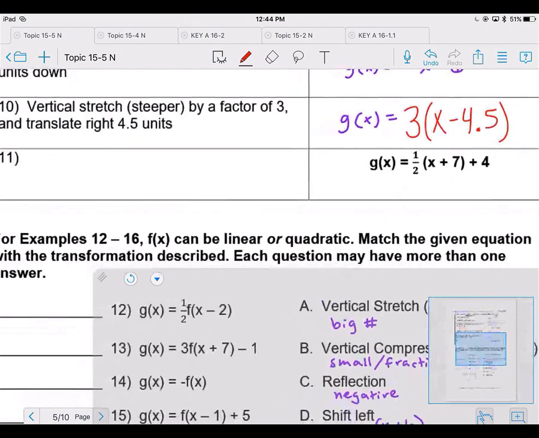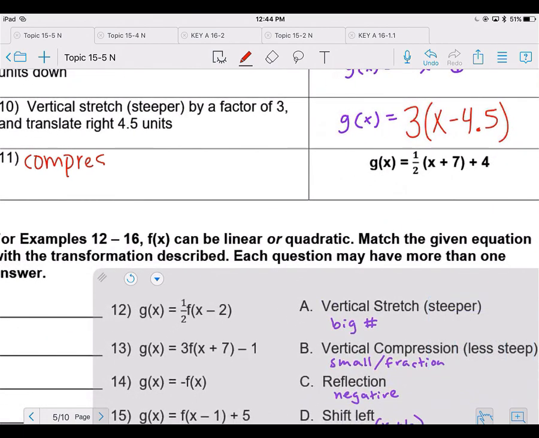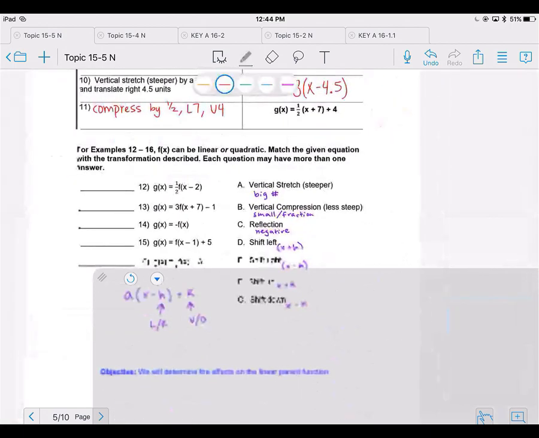And then for problem 11, a 1/2 in front will compress, which is the same as less steep, by 1/2. +7 on the inside will move it to the left 7. And +4 in the back will move it up 4.